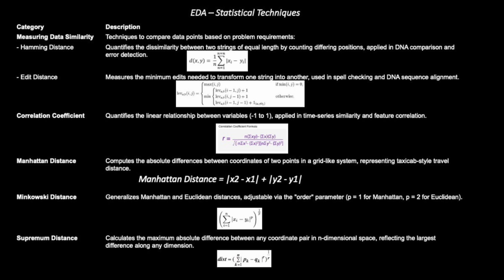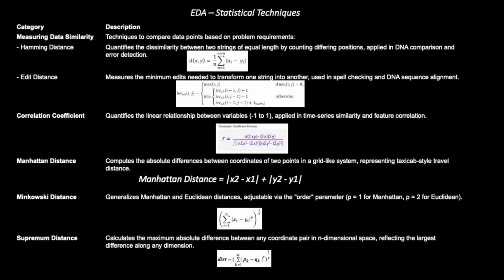Supremum distance. Supremum distance, also known as Chebyshev distance or chessboard distance, is a distance measure that calculates the maximum absolute difference between any pair of coordinates of 2 points in an n-dimensional space. It represents the distance between the points by considering only the largest difference along any dimension.